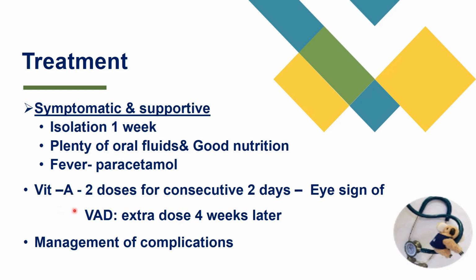And vitamin A you need to give in 2 doses on 2 consecutive days. And if there is an eye sign of vitamin A deficiency, you need to give 1 extra dose at 4 weeks after the second dose. Then you manage the complications. Complications we'll discuss in the next class.